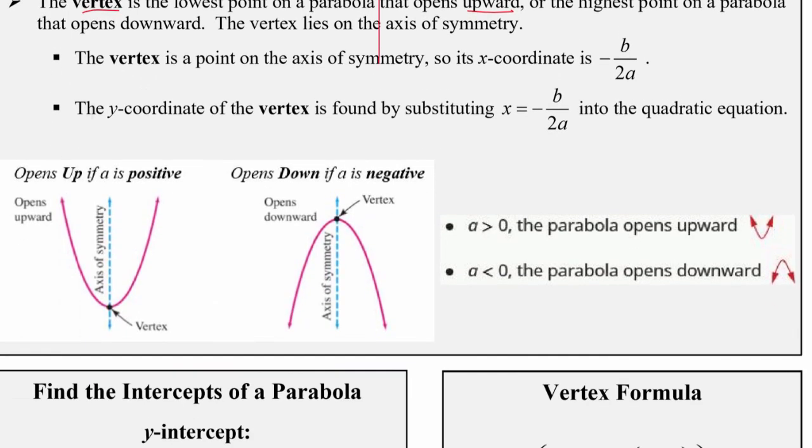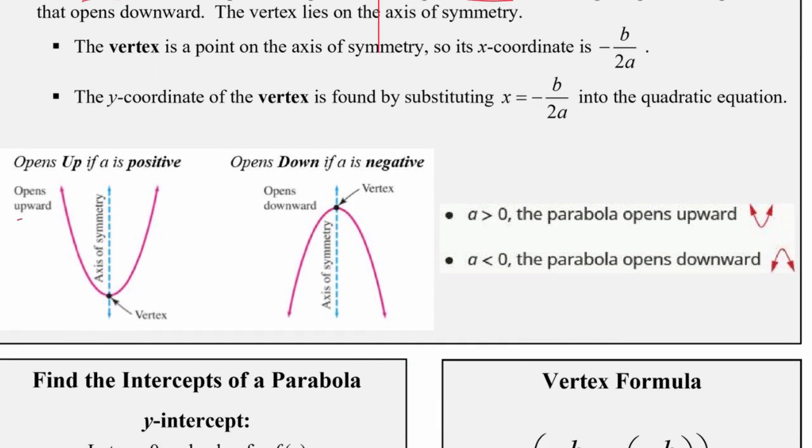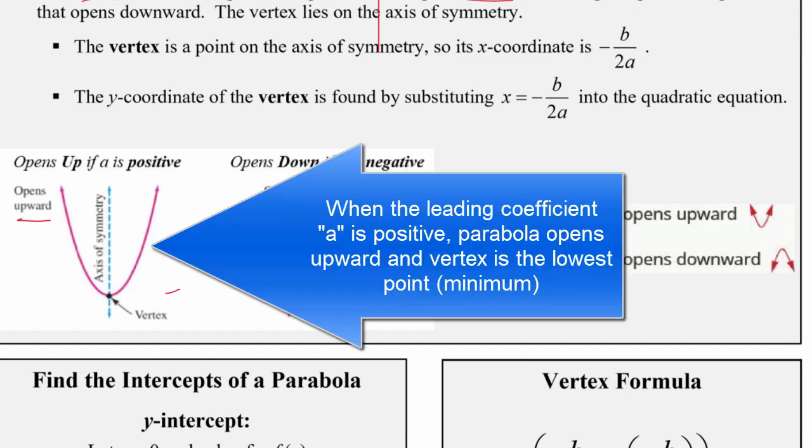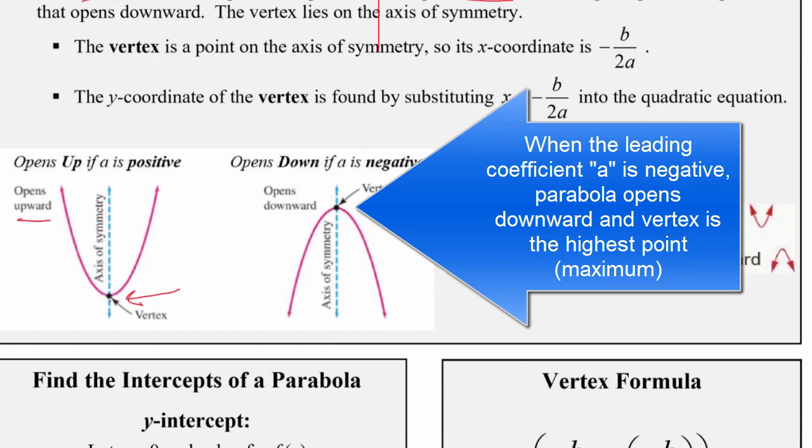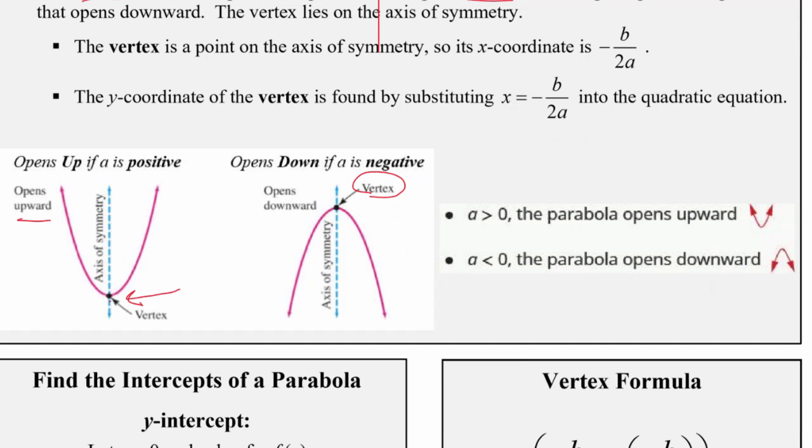Okay, so here are the pictures we were just talking about. When a parabola opens upward, the vertex is the lowest point, and here's your axis of symmetry that's going to go through the vertex. When the parabola opens downward, the vertex is the highest point, and again, your axis of symmetry goes through the vertex. And how do we tell if a parabola is going to open upward or downward? Well, the leading coefficient a will tell you. So if your leading coefficient a is positive, then your parabola will open upward. And if your leading coefficient a is negative, then your parabola opens downward. Okay?